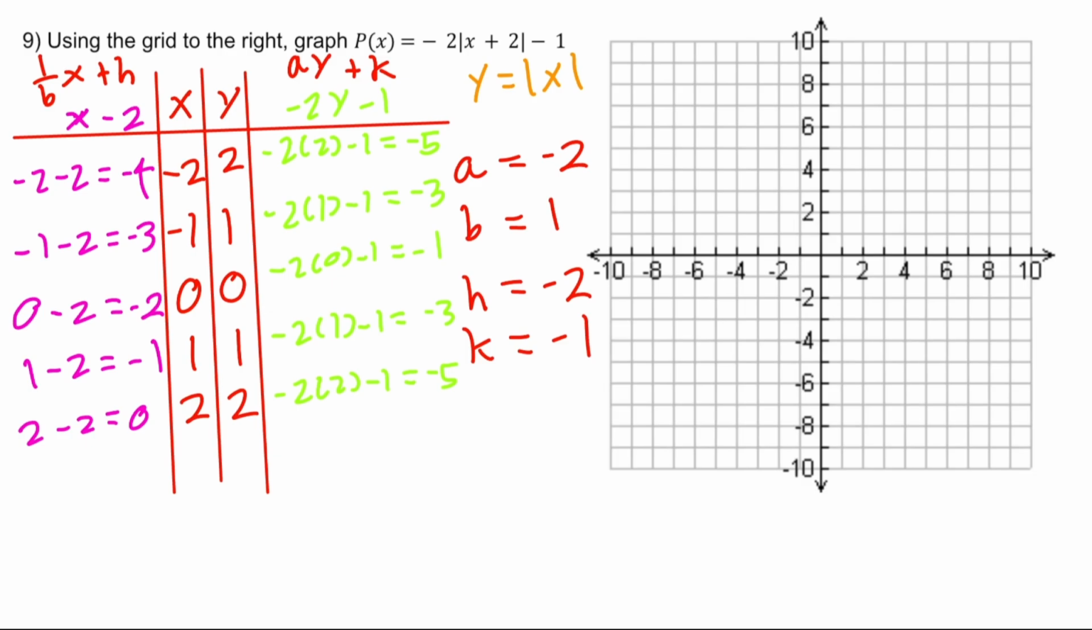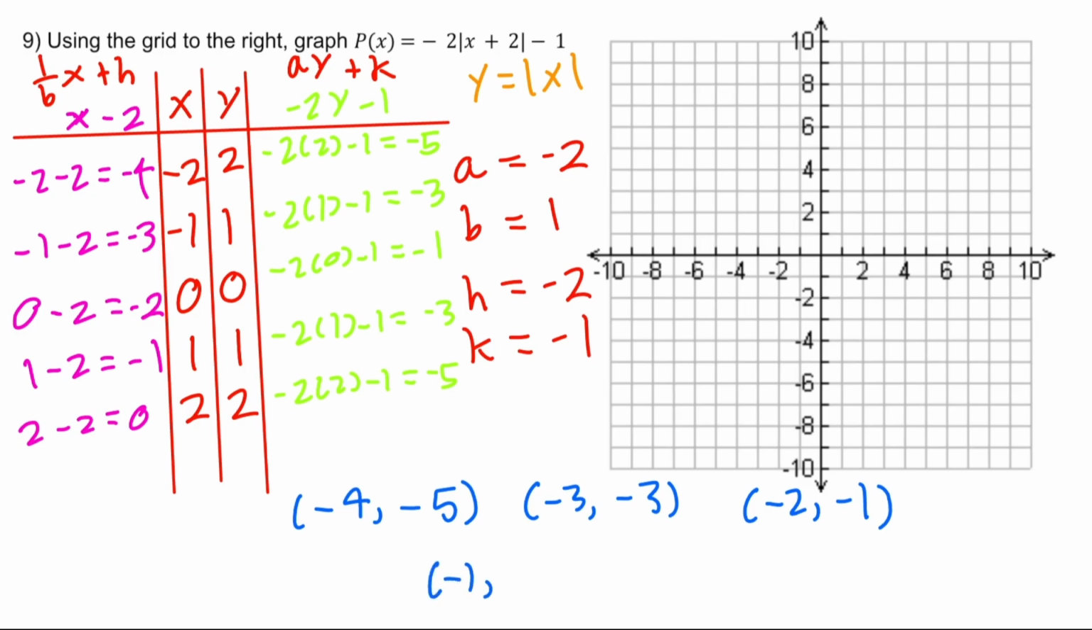Okay, and what we have done is created 5 new coordinate pairs. What I mean by that is this is going to be our x coordinate, this will be our y: x, y, x, y. So let's write those coordinates down. Starting with the first row, then second, third, fourth, fifth: -4, -5. -3, -3. -2, -1. -1, -3. And then 0, -5.